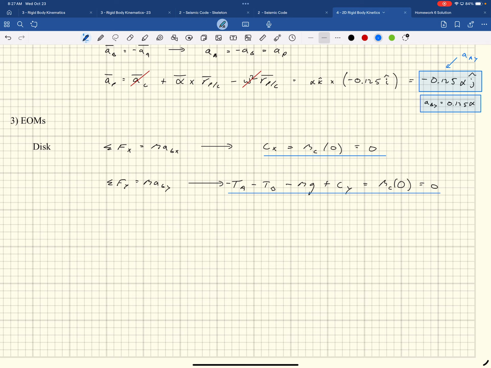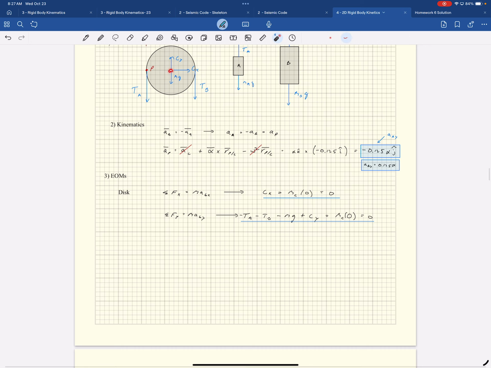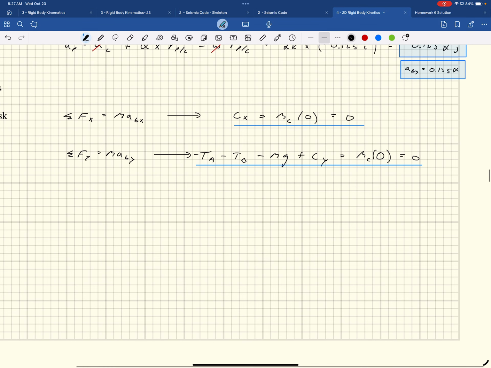Now, our one last equation we get for this body is a moment equation. I'm going to do it about the mass center because they tell us what I is about the mass center, and it turns out that the mass center is also a fixed point. So, sum of the moments about point C is equal to I about C times alpha. That's our last equation.